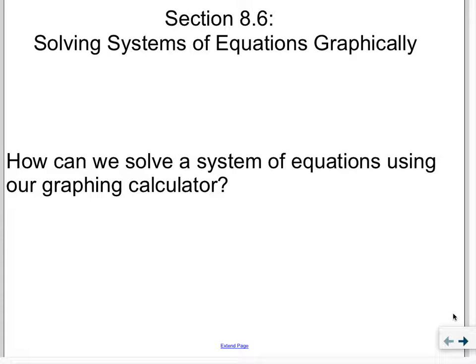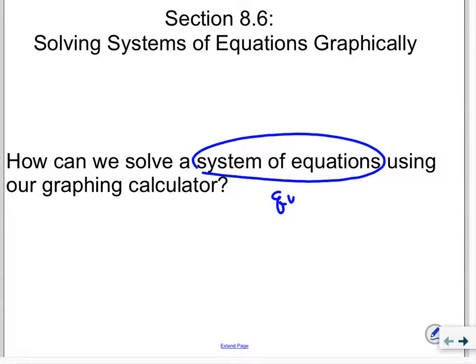So we're going to be using our graphing calculator now to solve what we call a system of equations. Now you might remember a system of equations from way back in like December, where we graphed two lines and found where they crossed. Well, we're going to do the same thing, but this time the system of equations that we're going to use is going to involve a quadratic equation.